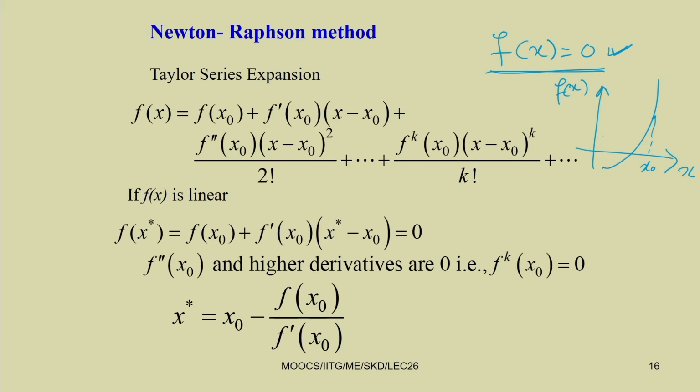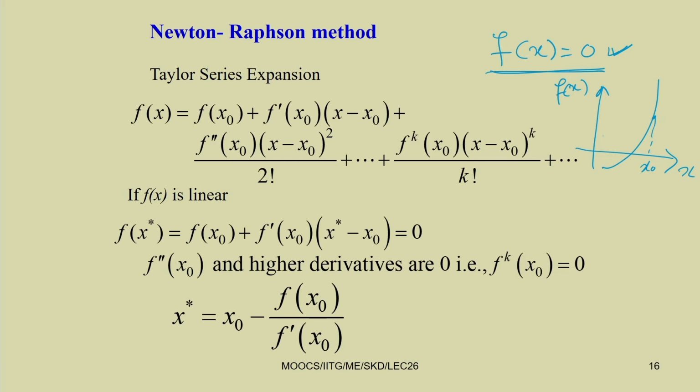So, we can go on adding, and for the kth point we can write f^(k)(x0) into (x minus x0) to the power k by k factorial. So, this way we can expand a function f(x) about a point x0 by using this Taylor series.